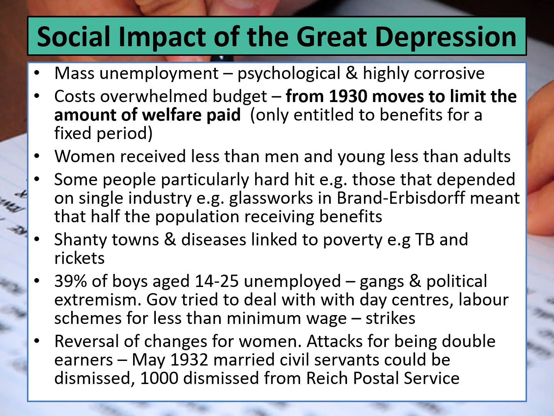Now, what the statistics also don't show is the fact that there were regional differences as well, and some people were particularly hard hit. Some areas were harder hit than others. For instance, in the area of Brand-Erbisdorf, half the population were receiving benefits, and that's because most of them worked at the same glassworks factory, and when that shut down, it had such a knock-on impact on that community.